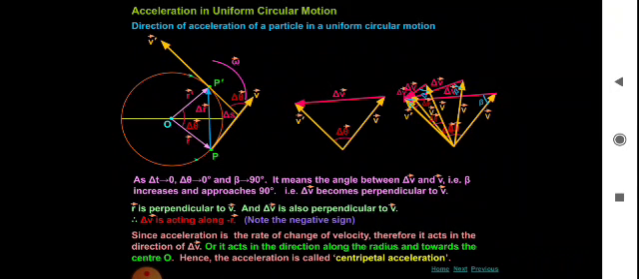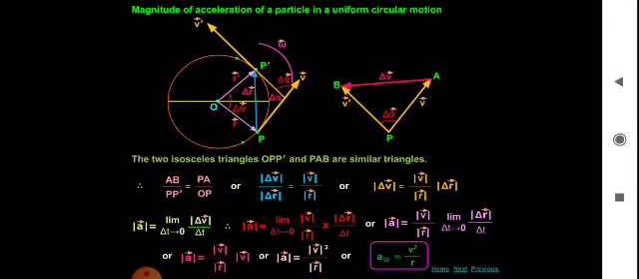So here the object is moving in uniform circular motion. The acceleration of the particle acting along the radius towards the center of the circular path is called centripetal acceleration. Here the body is moving from P to P dash with velocity v to v dash. The radius of the circle is vector r. Now we find the magnitude of the acceleration of the particle in a uniform circular motion.